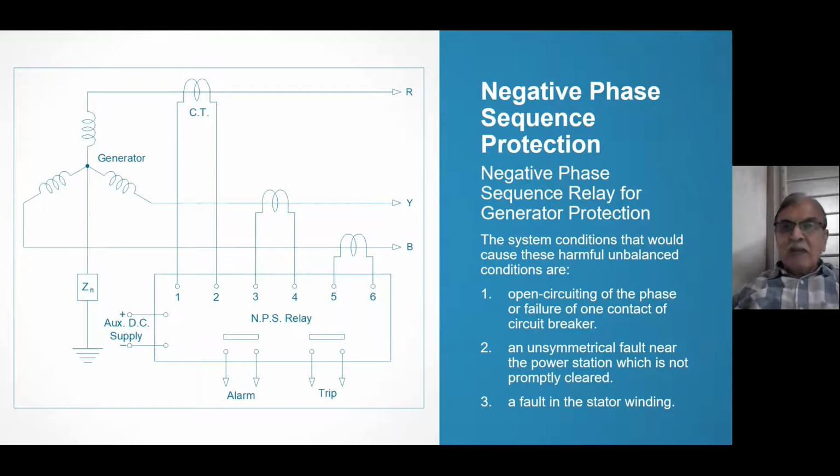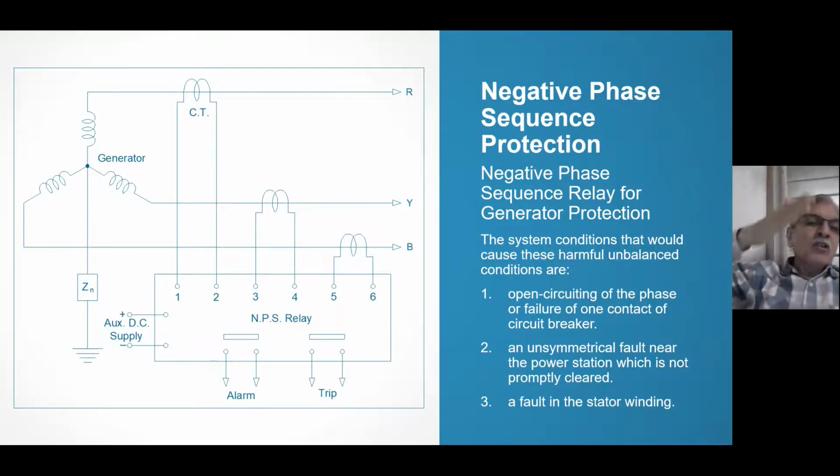So then why protection? Why should we give protection against negative phase sequence? Yes, we have to give. Protection engineer has to give. There are 3 possible conditions under which the negative phase sequence currents can flow through the generator much more than 5%. And if it flows, then what will happen? That you have to think of.